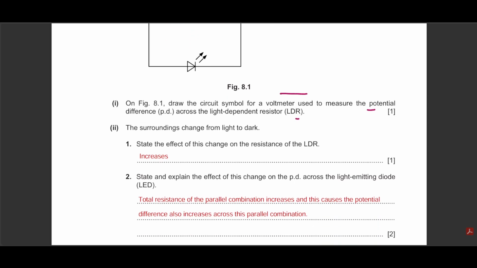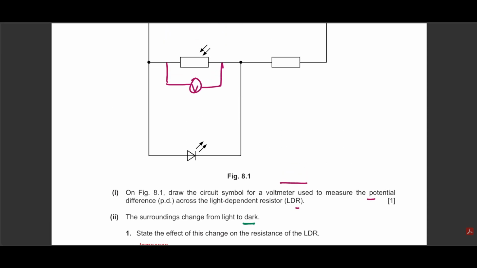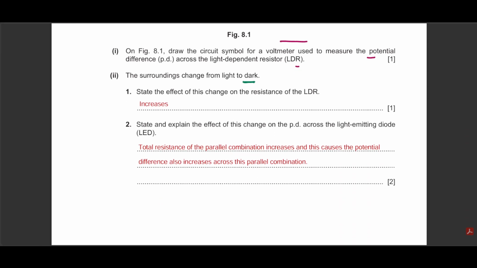It says the surrounding has now become dark. So we know that the trend for an LDR, which is from your course, is that resistance is inversely related to light. If light intensity decreases, or it becomes dark, the resistance of the LDR increases. That is as simple as that. So this point was from memory. I can't do anything about that.